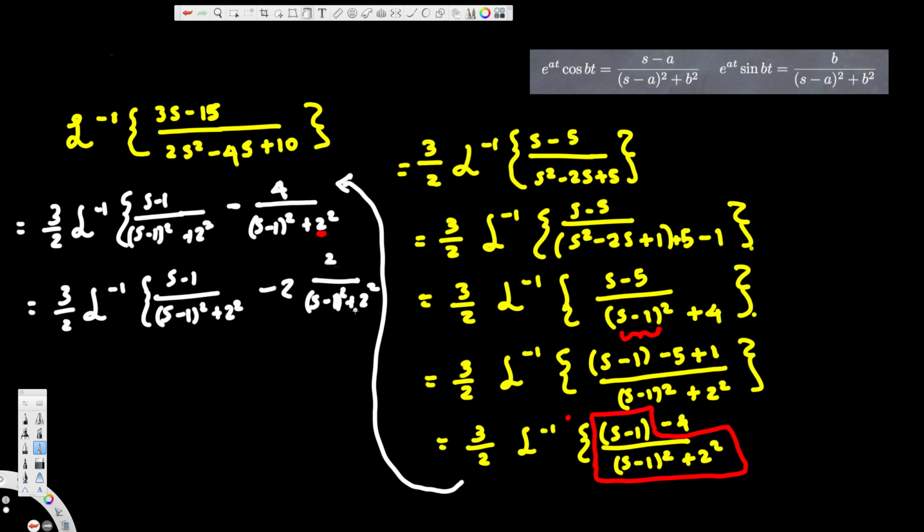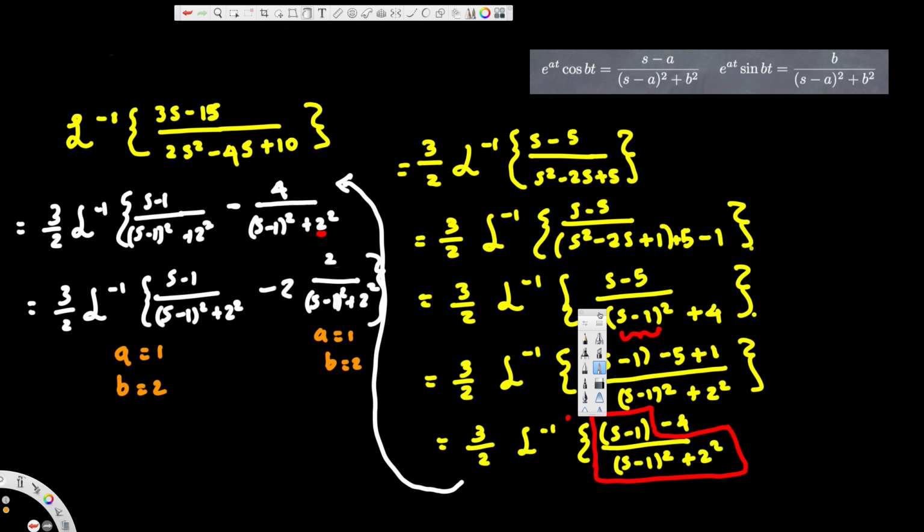Okay, now we can go ahead and write in this pattern, because we have brought these two in this pattern. For this one, our a value, the value subtracting from s, in our case that's 1, and b value, this value, in our case that's 2. For this one, a value is 1, b value is 2. So for both of them it's the same value. So let's go ahead and write the Laplace inverse.